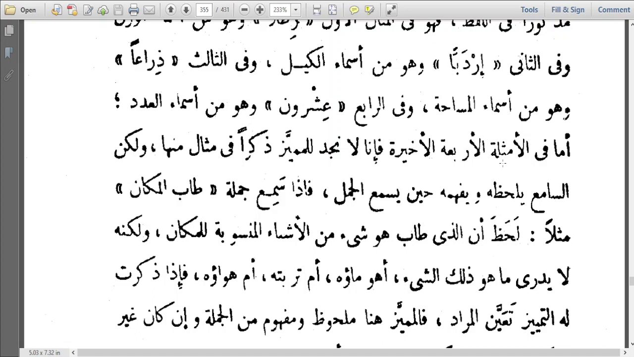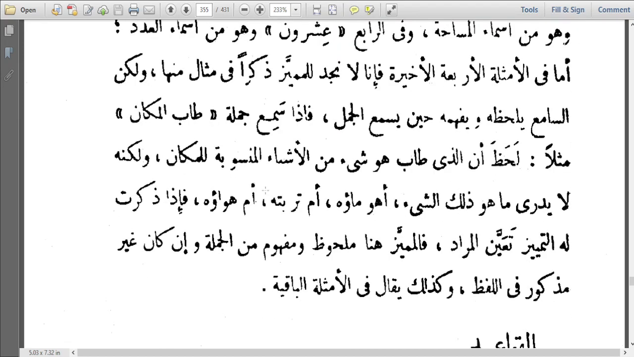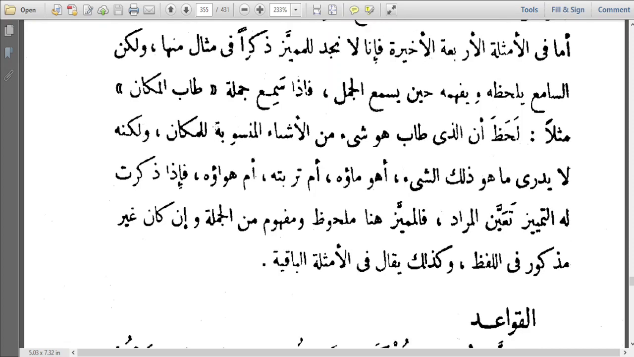So the mumayyiz is understood or perceived from the construction of the sentence, but it's not one word. ويفهمه حين يسمع الجمل, and the listener understands it when he hears the sentence. فإذا سمع جملة طاب المكان, for example, لاحظ أن الذي طاب هو شيء من الأشياء المنصوبة للمكان. The person appreciates that the thing that has become nice about the place is something related to the place. It's not the whole place, but something related to the place.